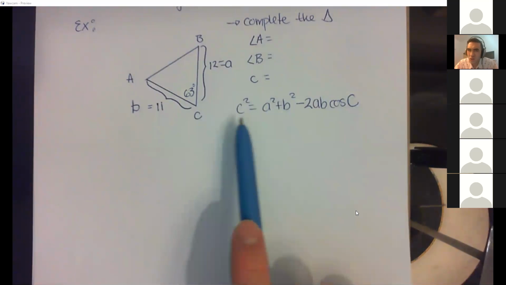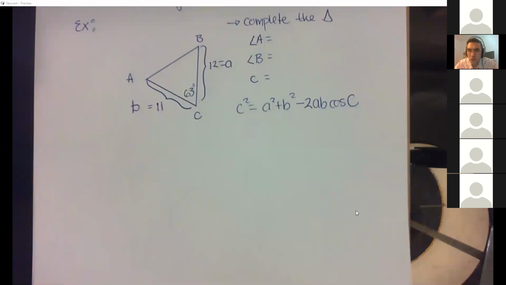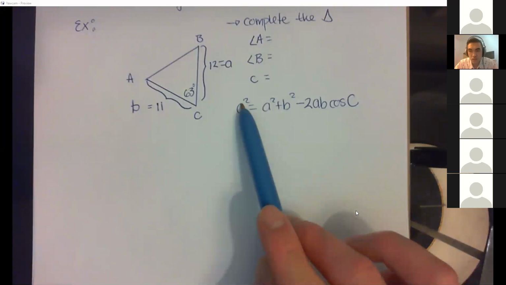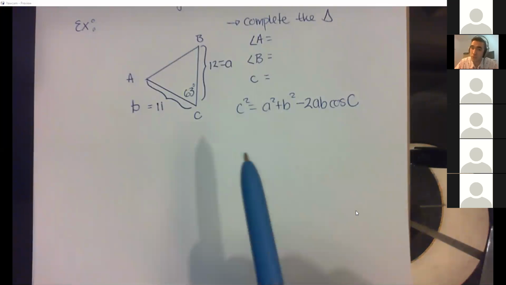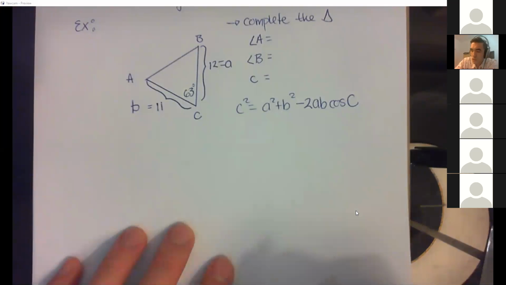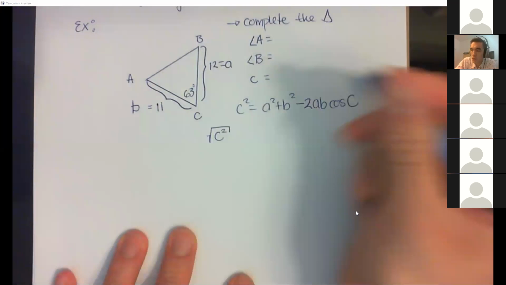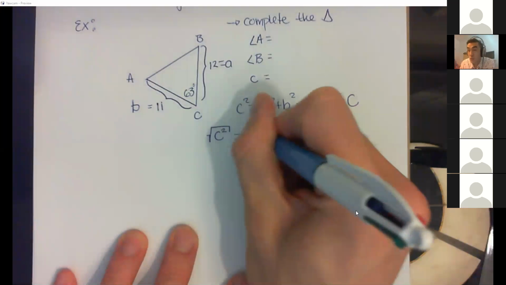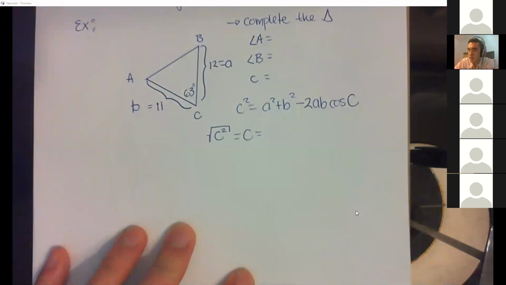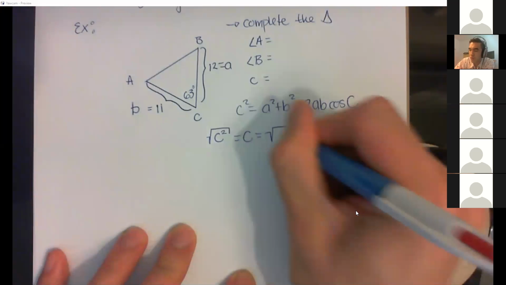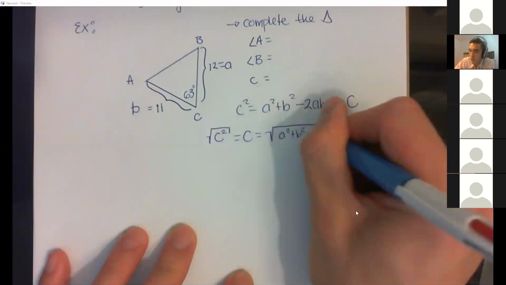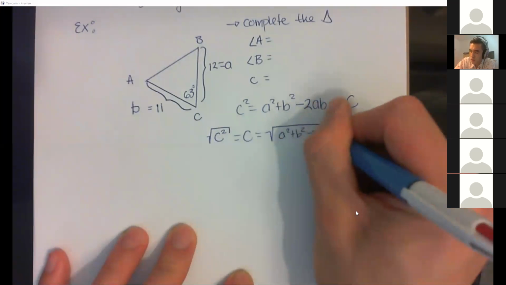How do I get C alone? What do I have to do to get C alone? What operation is being done? Square rooted. Yeah, notice here C is being squared. So if I want to undo that, all I have to do is hit both sides of this equation with a big square root. The square root of C squared, those will cancel, giving us just C. And on the right-hand side, if I do it to the left, I do it to the right. This must be equal to the square root of a squared plus b squared minus 2ab cosine angle C.